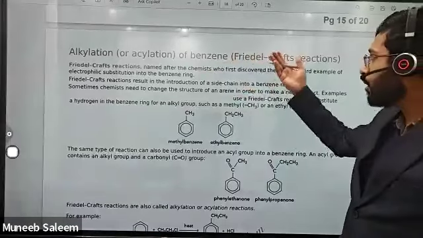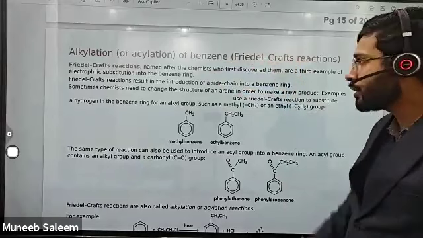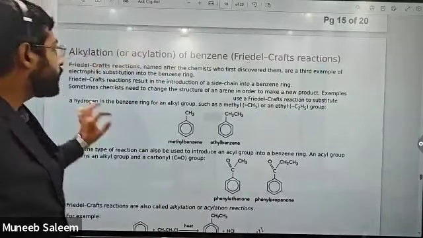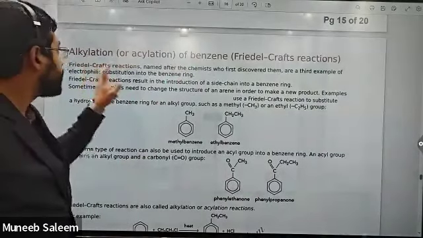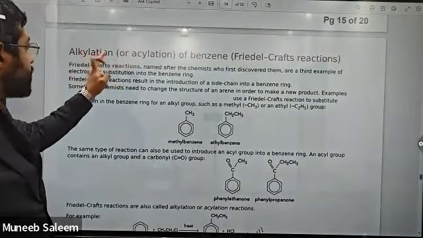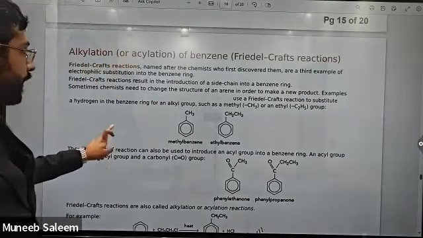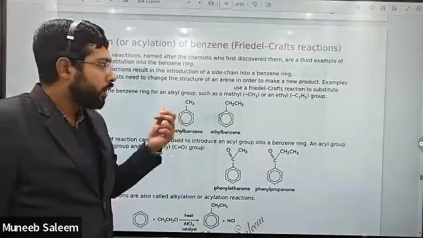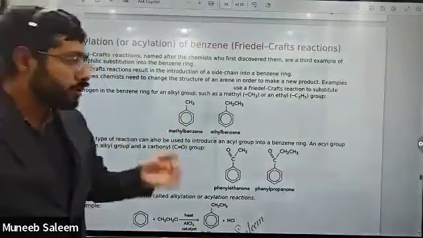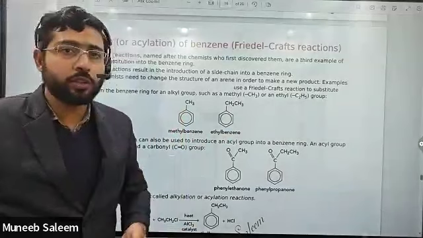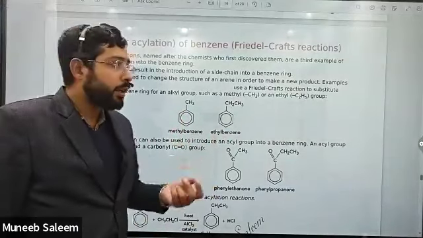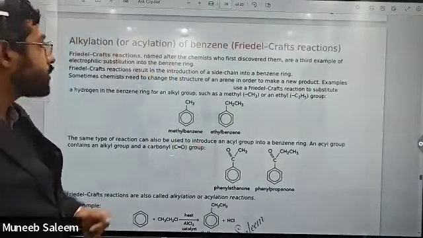This reaction is also called the Friedel-Crafts reaction. Basically, Friedel-Crafts reactions contain two reactions, the alkylation and acylation. We know that alkyl means any alkyl group, and acyl, as introduced as a new functional group in A2, was the acyl chloride. That acyl chloride is termed here acylation.